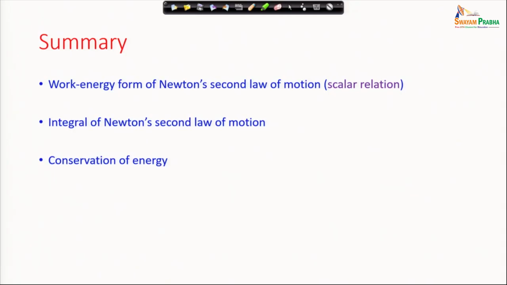To summarize, we have looked at the work energy form of Newton's second law. As I have mentioned, this is an integral of Newton's second law and does not generate any new information which is not already present in Newton's second law, and this leads us to the conservation of energy. We have looked at conservative systems, conservative force fields, and also non-conservative force fields where energy is not conserved. So, with that I will close this lecture.